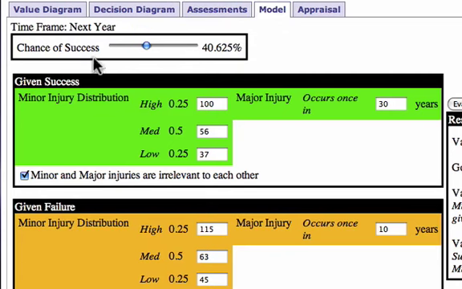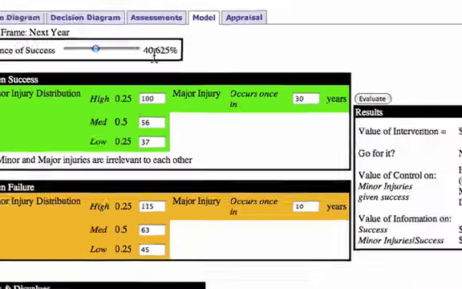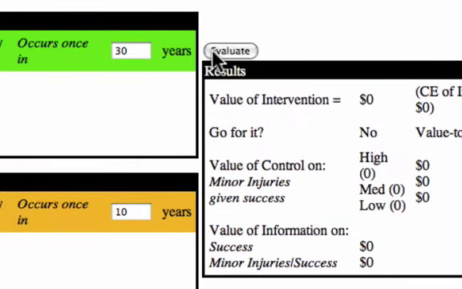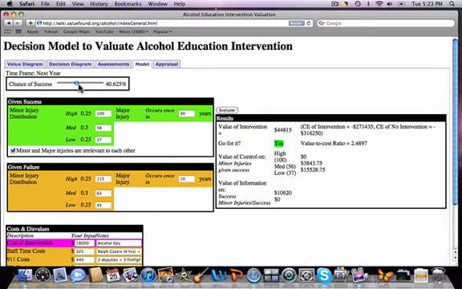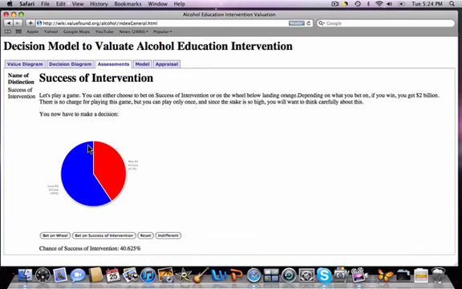We go to the model, we find that the chance of success has been updated, and if we press evaluate, we will see the value of the intervention for this probability. So that concludes this video on how to make assessments using the probability wheel for an uncertainty with 2 degrees.